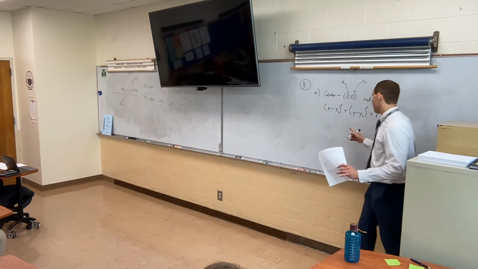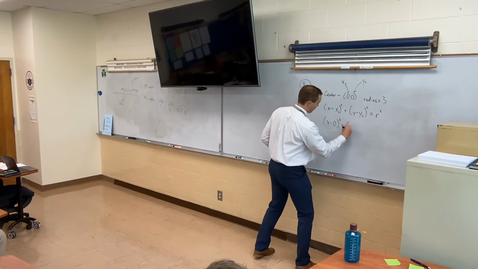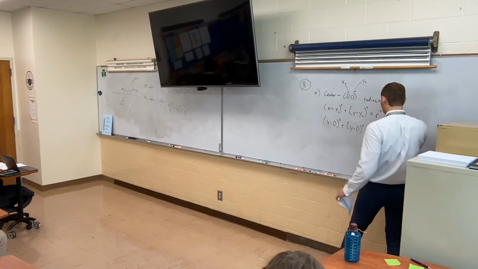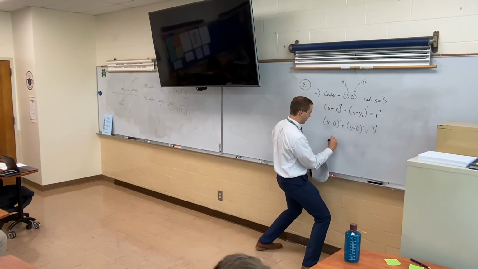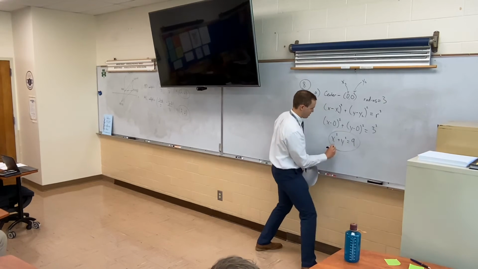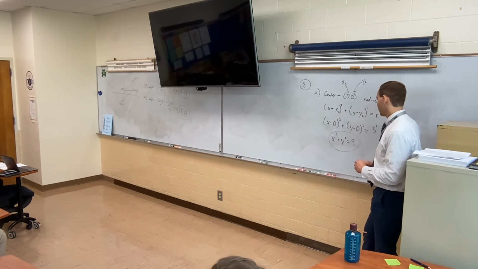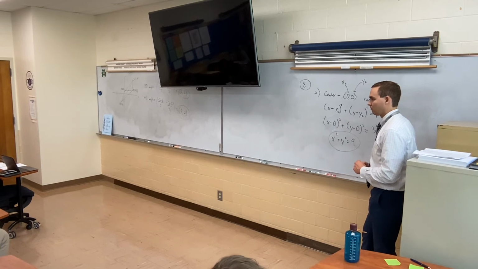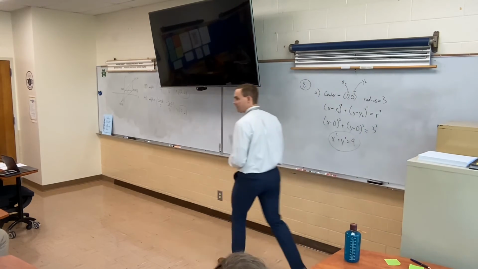So for this one it'd be x minus 0 squared plus y minus 0 squared equals r squared. R is 3, so 3 squared. When I simplify that, I get x squared plus y squared equals 9. That's why I get that. Okay, are we okay with that?